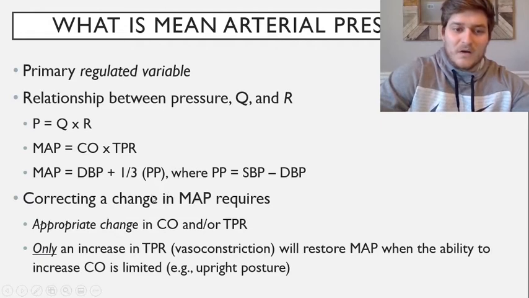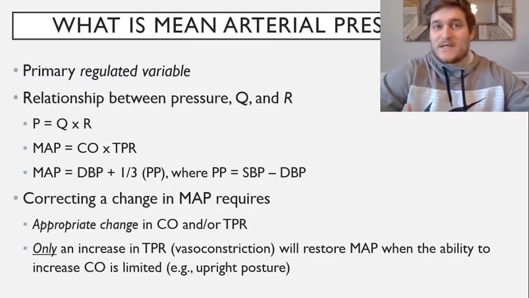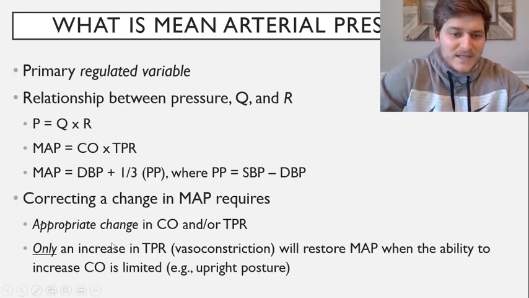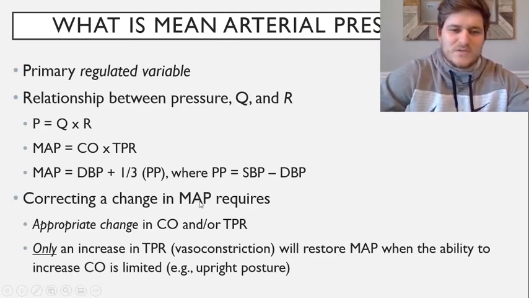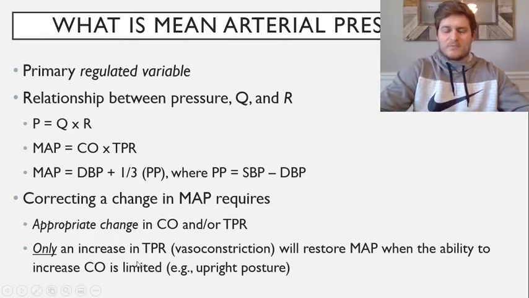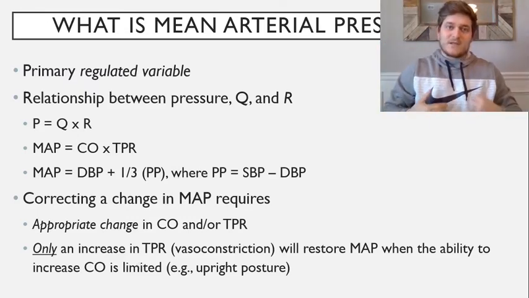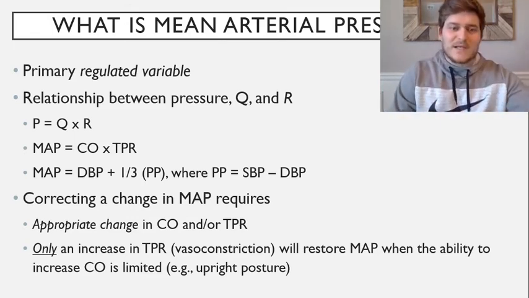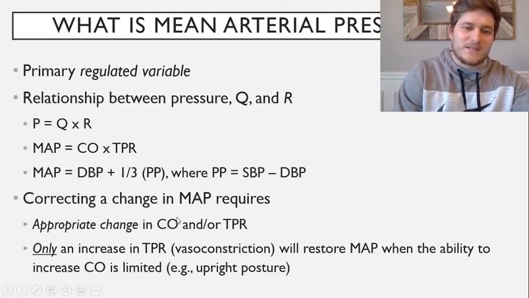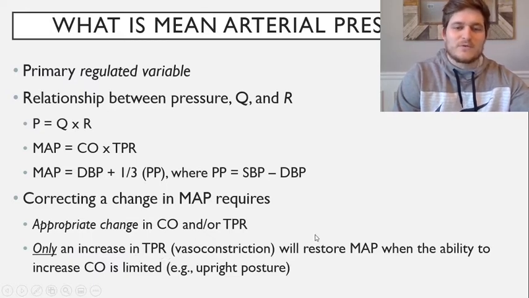And so if the heart, however, is in a compromised position, let's say we are standing upright and there was a decrease in mean arterial pressure, well, that is going to limit the amount of work that the heart can do in order to restore mean arterial pressure. Because remember, when we're in upright posture, a lot of our blood, or most of our blood, is going to be pulled below the heart, and that's going to limit the venous return, which then limits the stroke volume and the cardiac output. So that's going to be a little bit compromised as far as its ability to regulate mean arterial pressure.